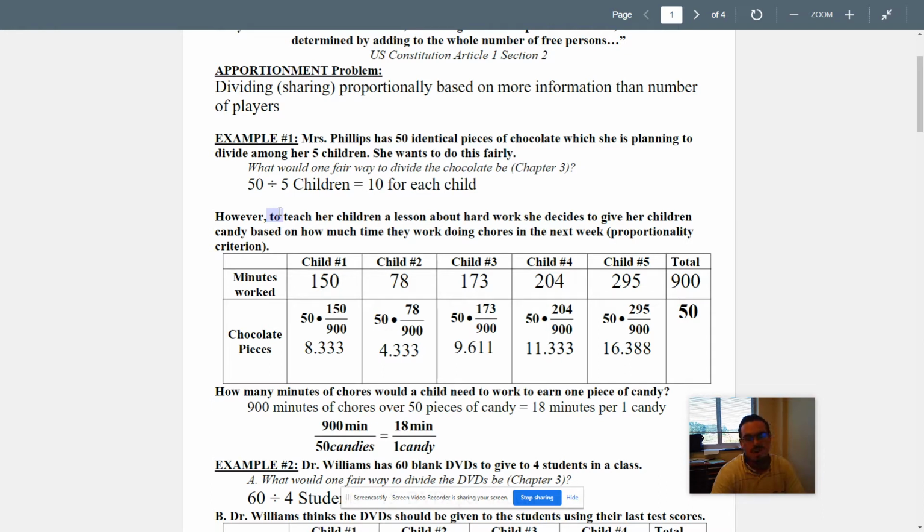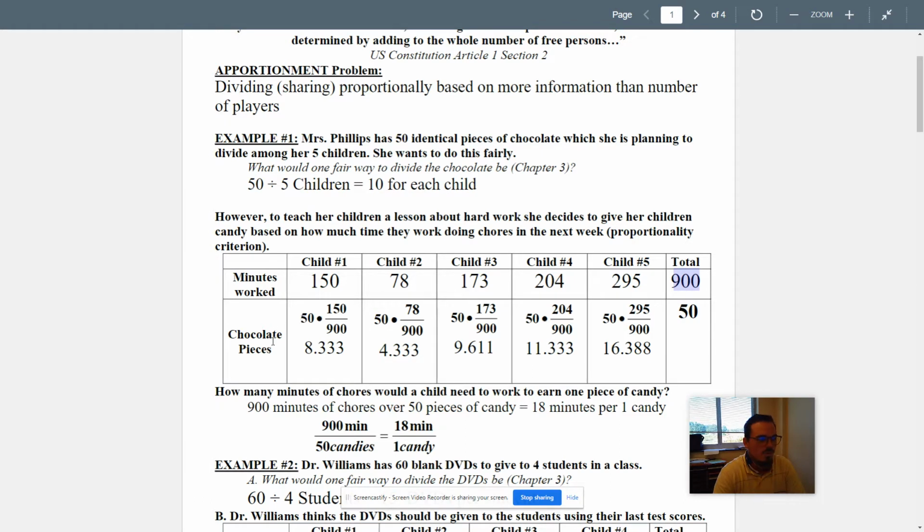So, proportionality. The more they work, the more chocolate or candy that they get. So, that is called proportionality criterion. So, child number one worked for 150 minutes. Child number two, 78, and here are all of the respective children. So, every child altogether worked for a total of 900 minutes. So we're basing this off of 900.